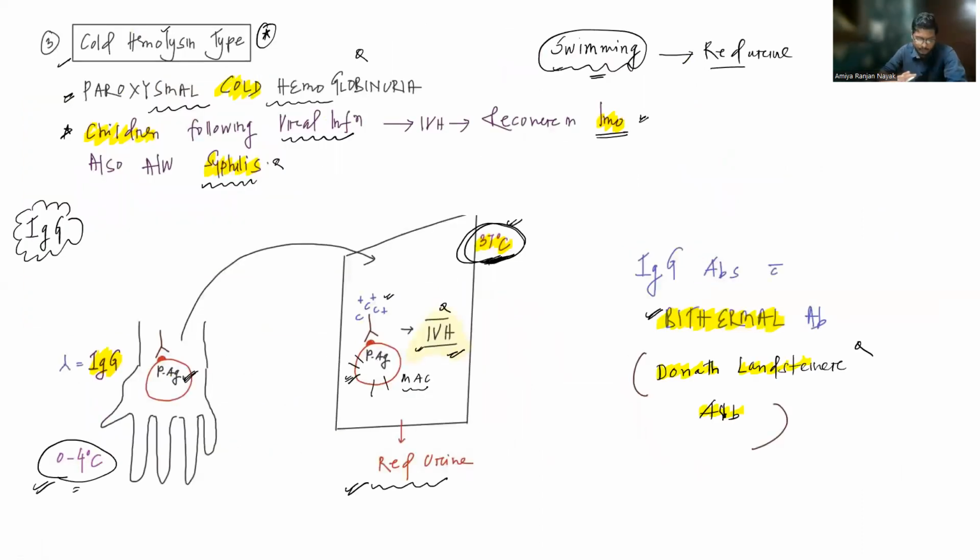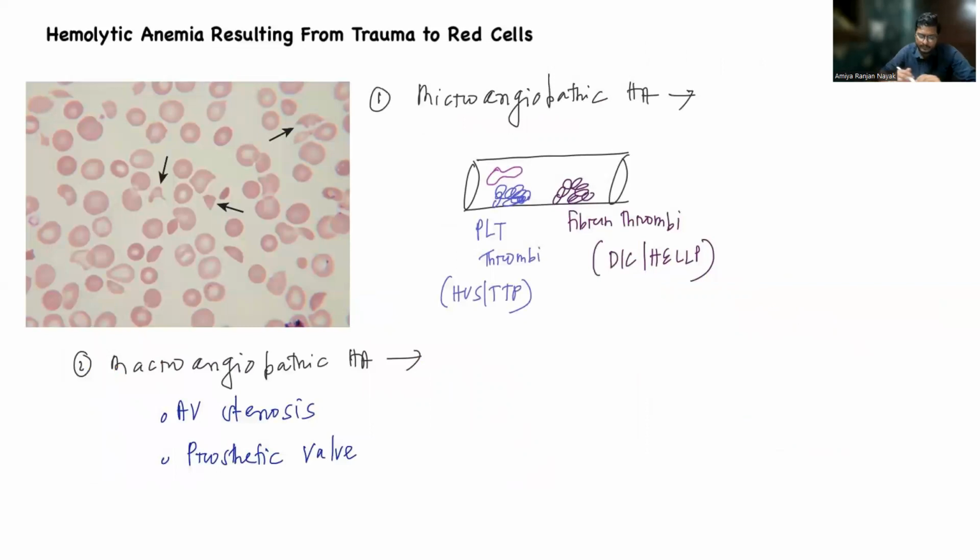Okay, so as you have understood all the immune hemolytic anemias, now let us finish this chapter of hemolytic anemia with the last part, that is hemolytic anemia resulting from trauma to the red cells. There are certain other conditions like certain infections, especially malaria, which can cause hemolytic anemia. Those infection-related hemolytic anemias we'll discuss when we discuss the individual infections, so I'm not going to discuss them now. This can be either microangiopathic hemolytic anemia, or macroangiopathic hemolytic anemia.